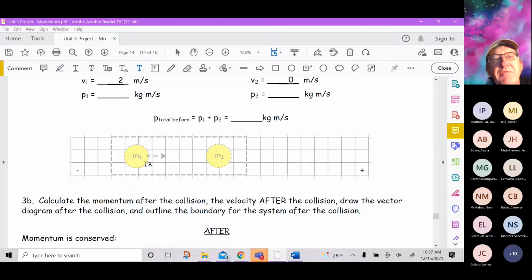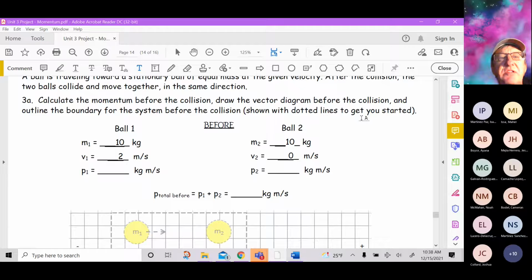Once again, we have 3 parts of the diagram: the masses, the velocities shown by an arrow, and a boundary. This one they drew for you. All you had to do is just fill it back in. And the nice thing about this was ball number 2 was not moving at all. So it had a velocity of 0.